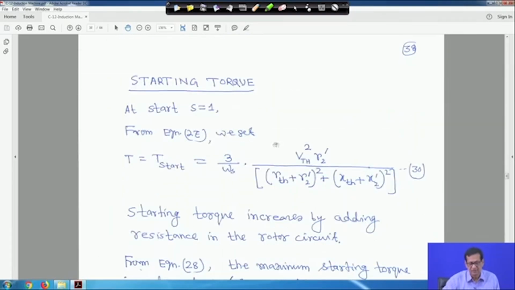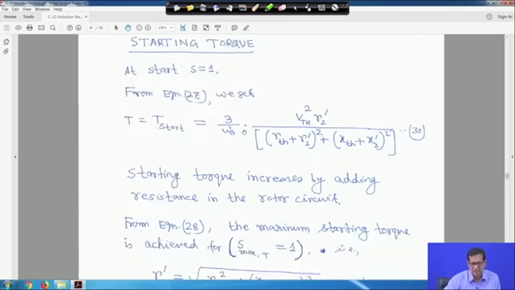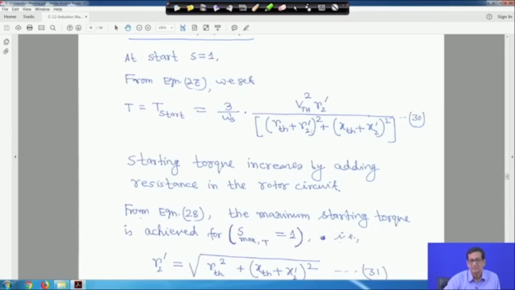Next is the starting torque. At start, slip is equal to 1, right. Therefore, from equation 27 you put S equal to 1, then you will get this expression for the starting torque. Starting torque increases by adding resistance in the rotor circuit. If you add resistance in the rotor circuit, then this is actually R 2 dash here. So, naturally it can be increased.